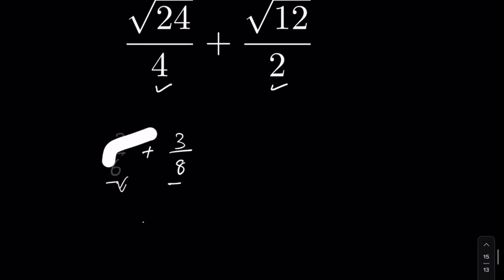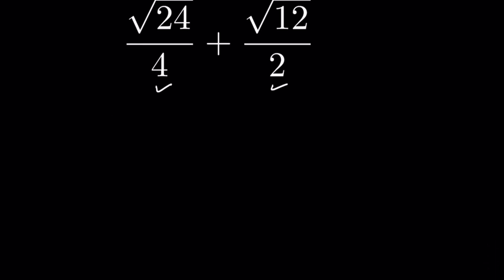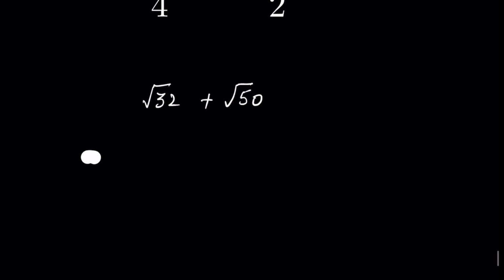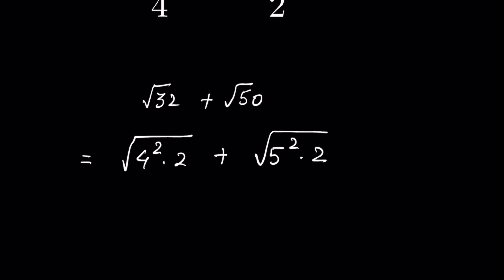For example, let's say you have to add two radicals, square root of 32 plus square root of 50. We cannot add them simply like 32 plus 50 under square root. This is not the way to do it. What we do is simplify the radicals first. Square root of 32, we can write as 4 square times 2 under square root, plus square root of 50 is 5 square times 2 under square root.